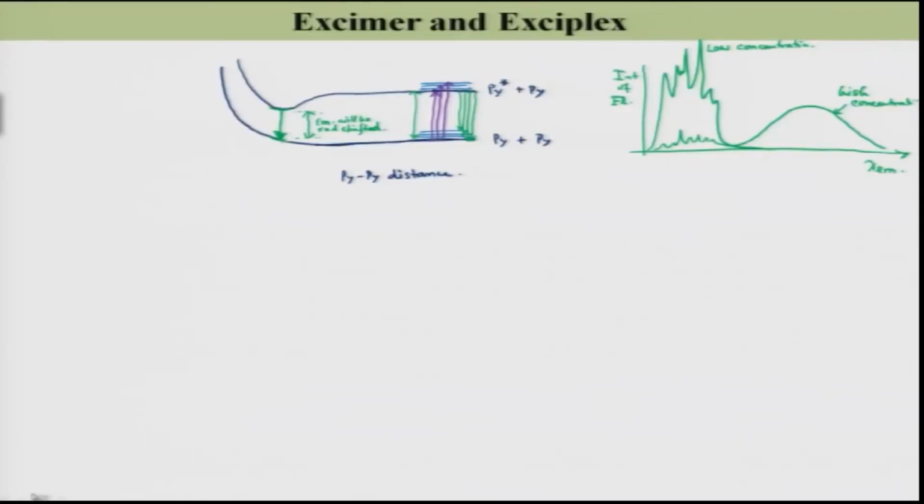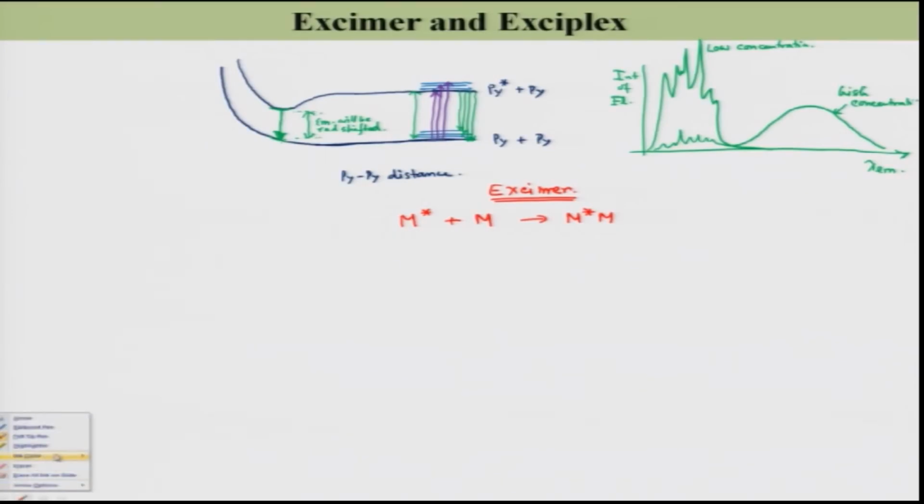So, such a phenomenon is known as excimer, right. Basically what I have defined is this: some molecule M in the excited state is interacting with another M which is in the ground state to form M star M, right, and this is known as my excimer.